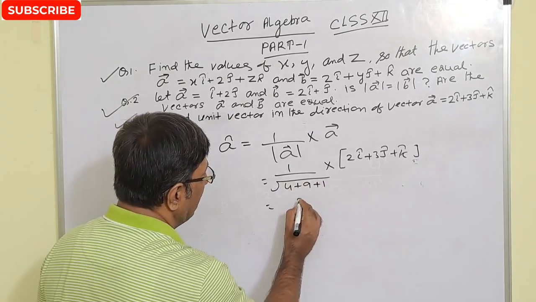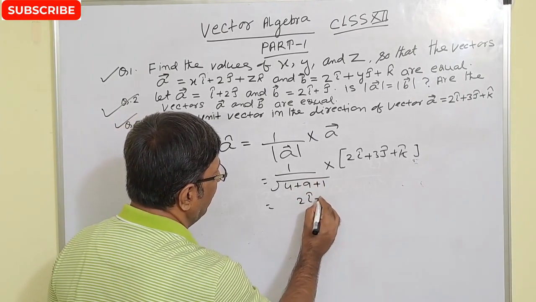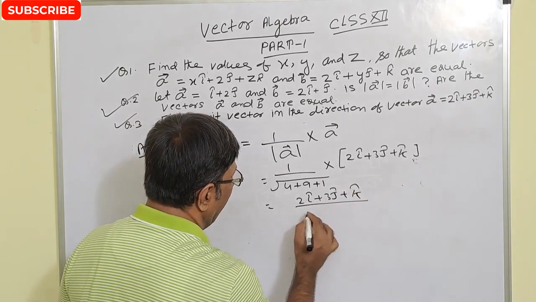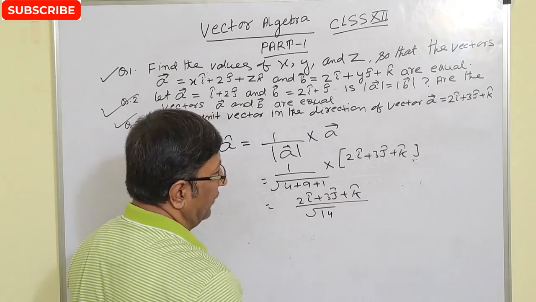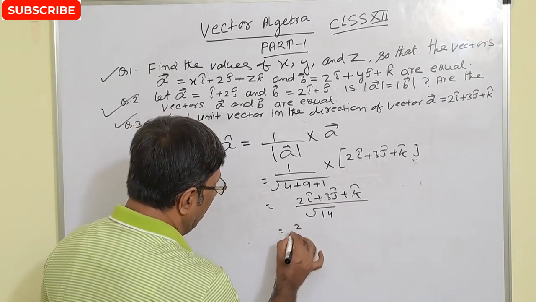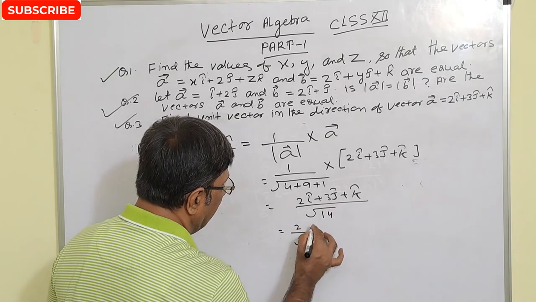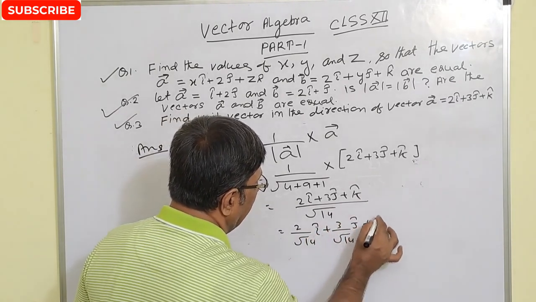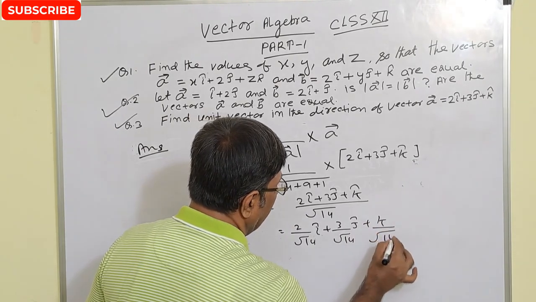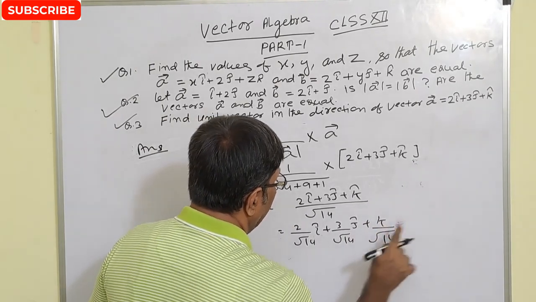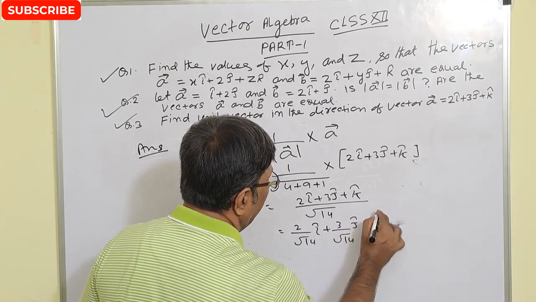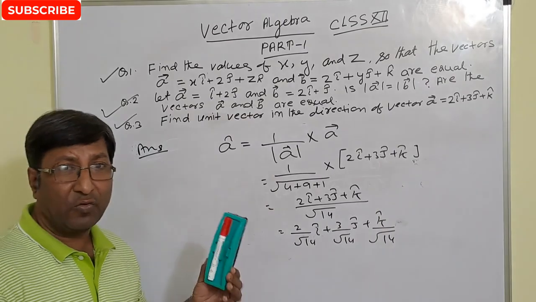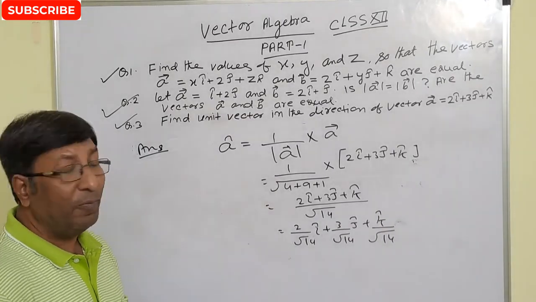So this is what? 2 unit vector i, 3 unit vector j, unit vector k divided by root under 14. We can write this as 2 upon root under 14 i plus 3 upon root under 14 j plus k upon root under 14. This is my answer.